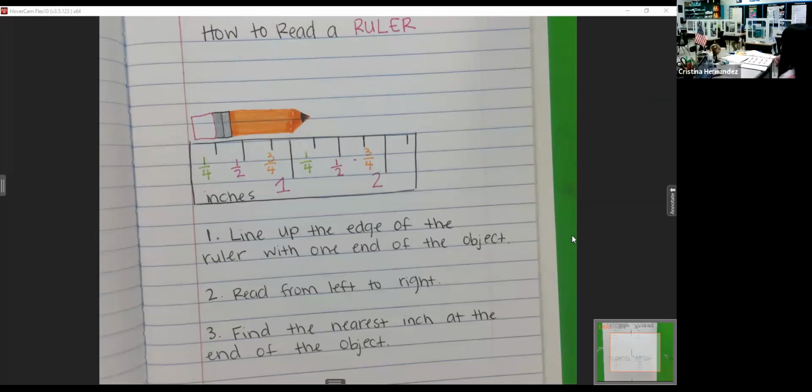Because on your test on Friday, we're going to be doing a lot of converting. Like we did yesterday, going from feet to inches and yards to feet. So it's important to pay attention today. Let me know when you've got this. And then we'll go over benchmarks.